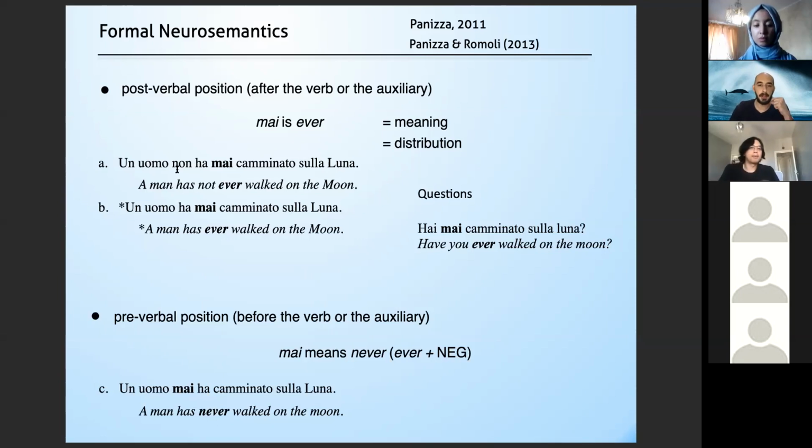So compare this to this. Here, you have no negation, "mai" occurs after the verb, and it's bad. Here, you have no negation, but "mai" occurs before the verb, and it's good, and it's negative. Here, it occurs after the verb, after negation, it is fine, and it does not introduce a double negation. It just keeps the negation introduced by "non", and it means ever. Okay? So very, very strange behavior of "mai", and in general, these kinds of words in Romance languages.